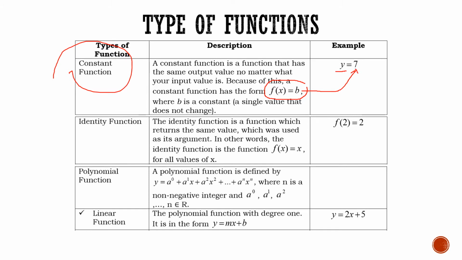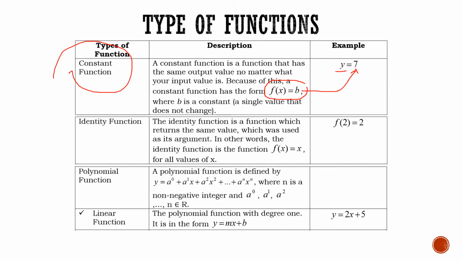So meaning to say, when we say your b is a constant, there is no involvement of a variable x, wherein at some point we're going to put some values on it. So when we say a constant, it is a single value that does not change because there is no variable attached to it. Your b here is just a number without any variable attached to it. So that will be your constant function.